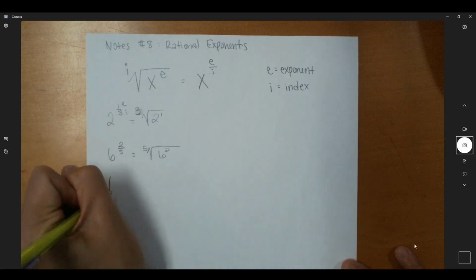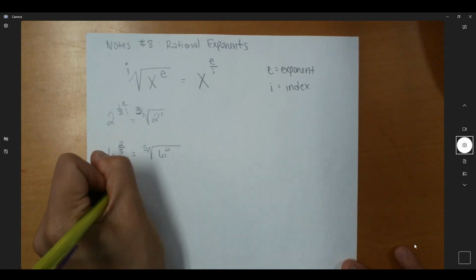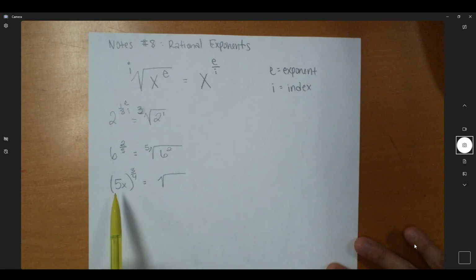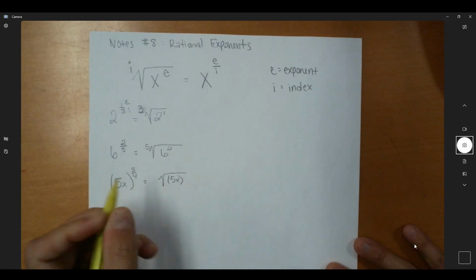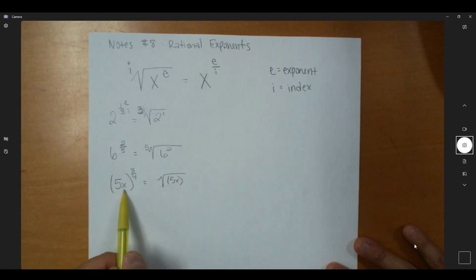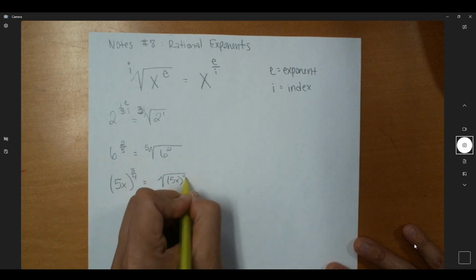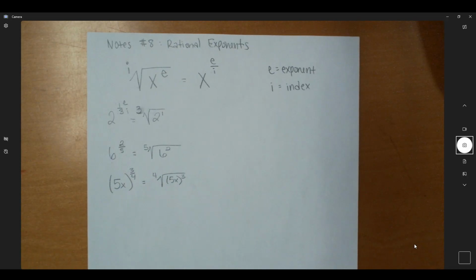All right, so what about an example where there's more than just the number? When you write it, you need to put the 5x in parentheses because the exponent is going to the 5 and the x, not just the x. So you do need to put parentheses. And then E over I, so this 3 is our exponent and our 4 is our index.